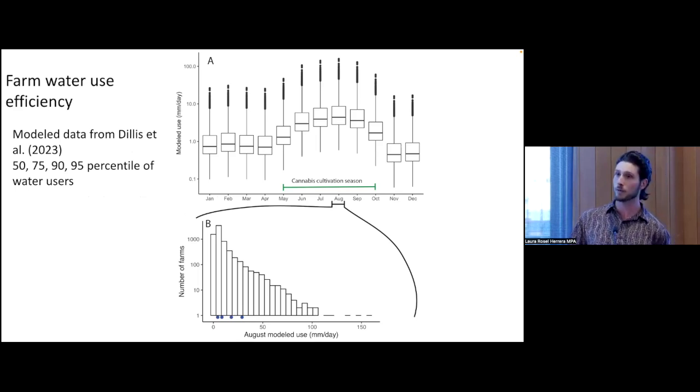If we expand one of those months, like August, where you see the highest modeled water use, you see a distribution of all of these farms on the landscape. And what we did was we picked the 50th, 75th, 90th, and 95th percentile, represented by those little blue dots at the bottom of that histogram there.